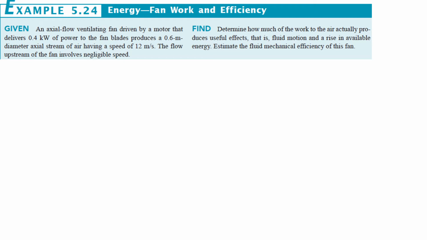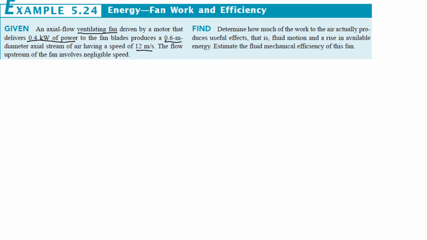So let's look at this example 5.24 from your Munson book. An axial ventilating fan, an exhaust fan as we normally know it, driven by a motor that delivers 0.4 kilowatt of power. So this is the power of the motor to the fan blades produce a 0.6 meter diameter axial stream of air having a speed of 12 meter per second.